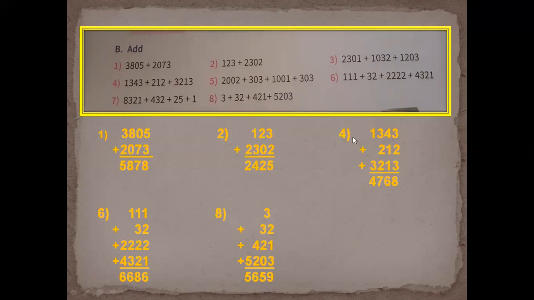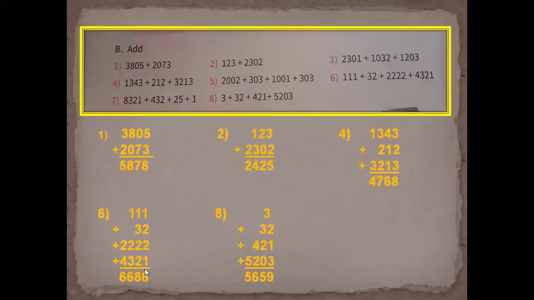And then fourth one, 1343 plus 212 plus 3213. That is equal to 4768. Next, fifth one also you have to do. Next, sixth one, 111 plus 32 plus 2222 plus 4321. That is equal to 6686. First you have to write the numbers in a proper way.